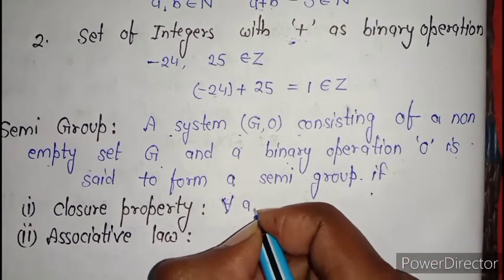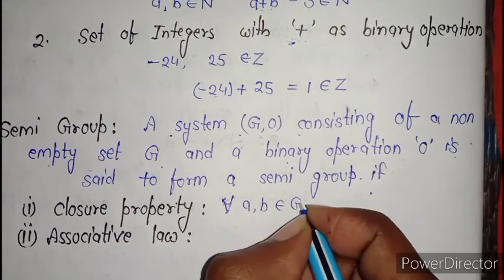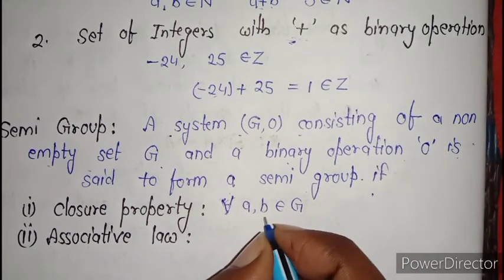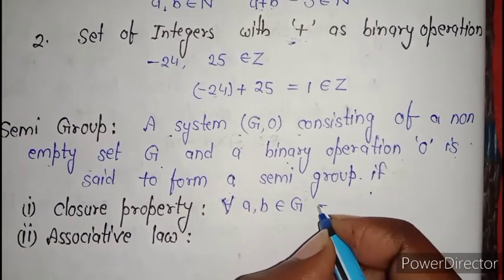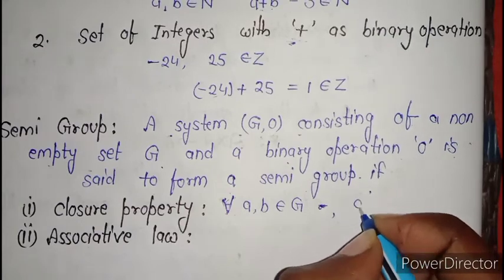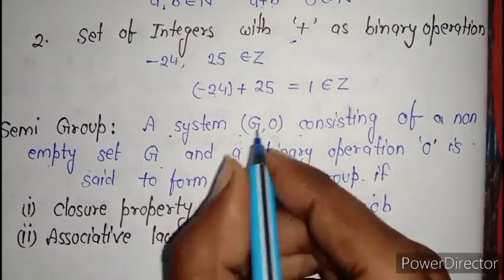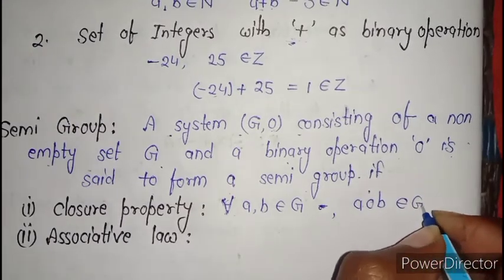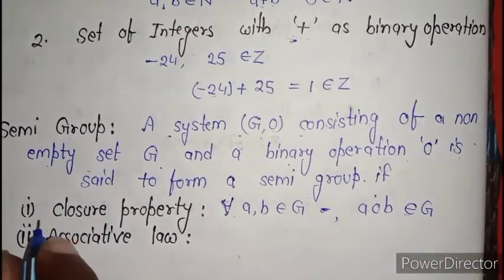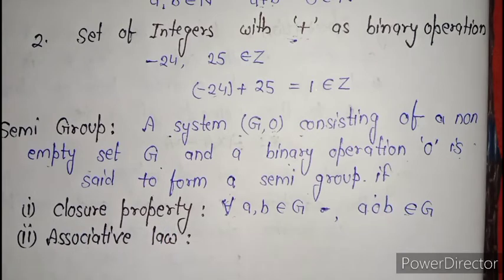So for all a, b belonging to G, it represents that whatever element you choose from there, this is true for every element. So this implies for all a, b belonging to G, a ∘ b, this operation may be anything, a ∘ b belongs to G. If this condition is satisfied, then we say that the closure property is satisfied.